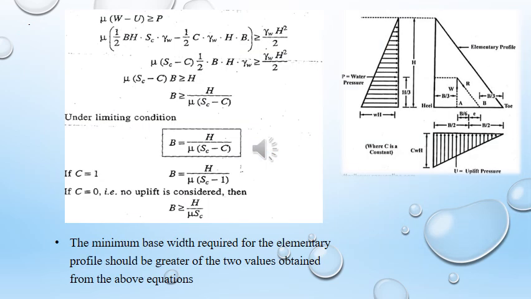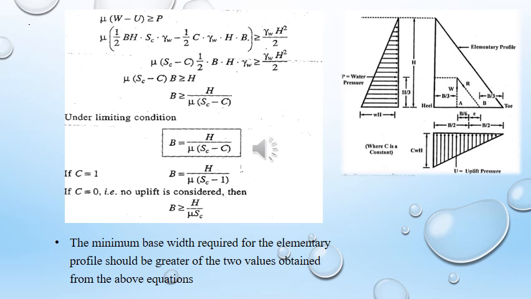So, mu times the summation of V should be more than or equal to the summation of H. The summation of V means W minus U, because W is acting downward and U is acting upward, and P is the horizontal force due to the water pressure. So, put the values of W, U and P.